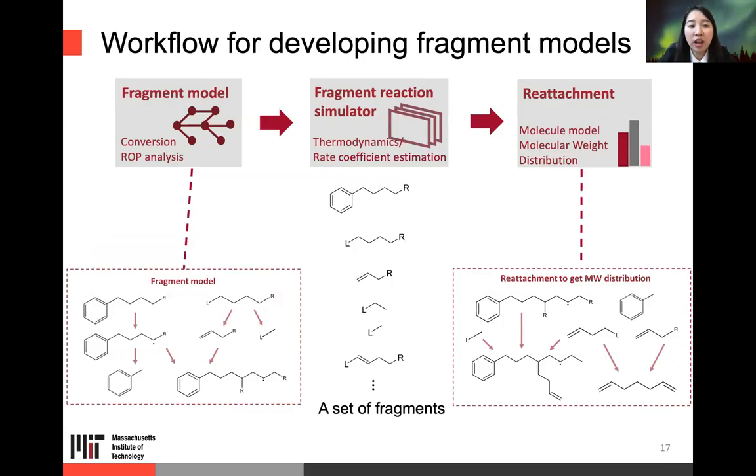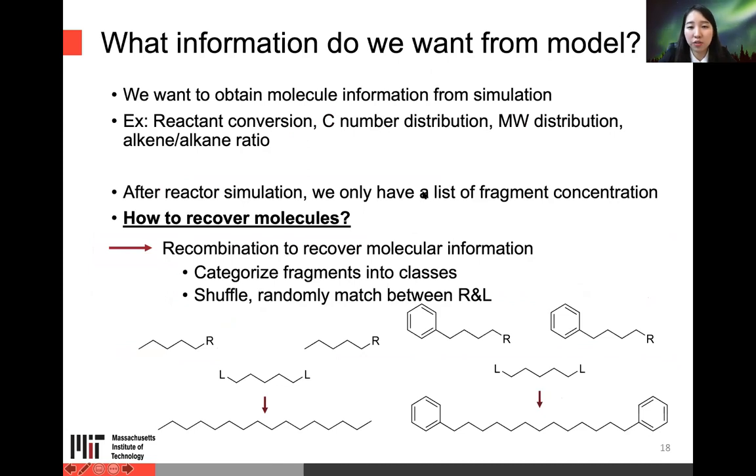So after finishing the fragment model generation part, we can further try to answer: what kind of information do we want from the model? We probably want to know either the reactant conversion, or the carbon number distribution, or the molecular weight distribution. But after reactor simulation, we only have a list of fragment concentrations. Then how can we recover them back to the molecules?